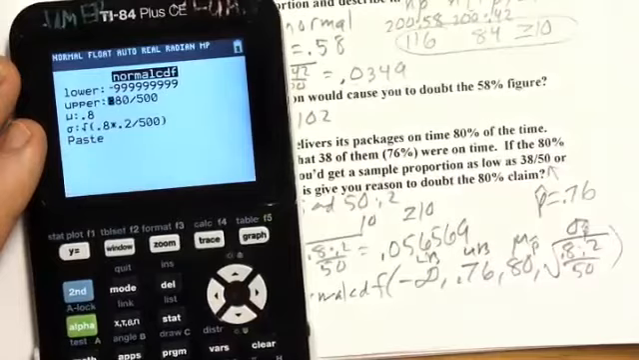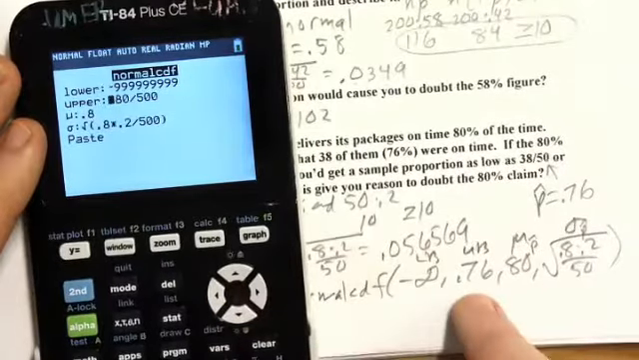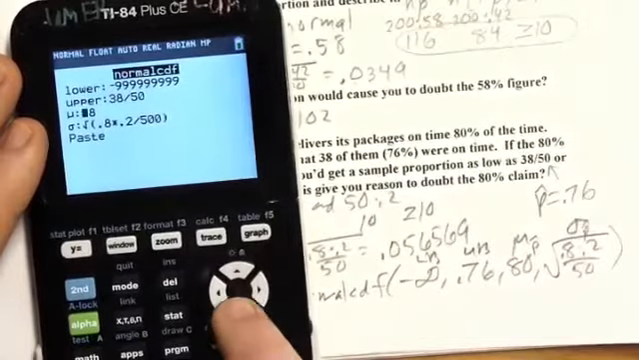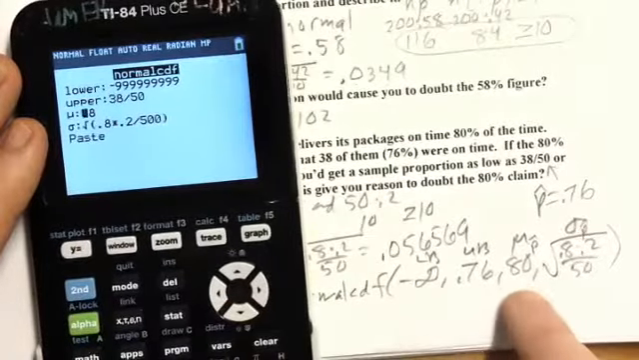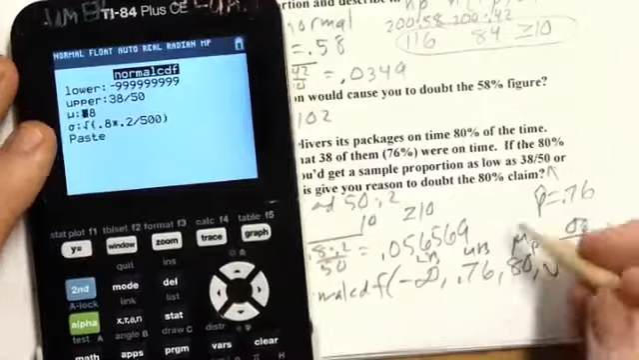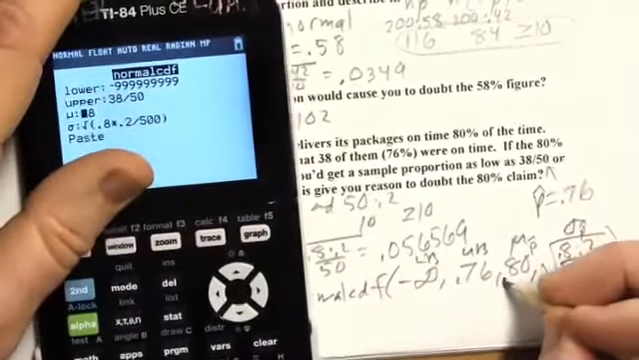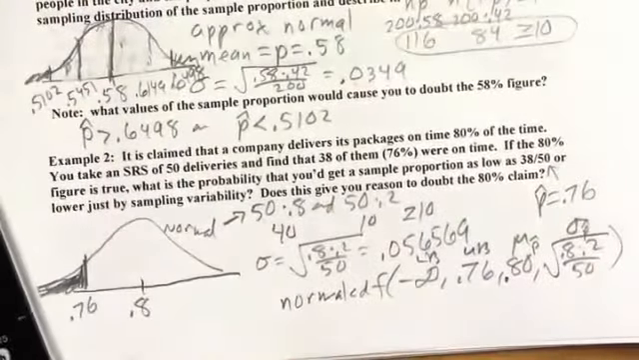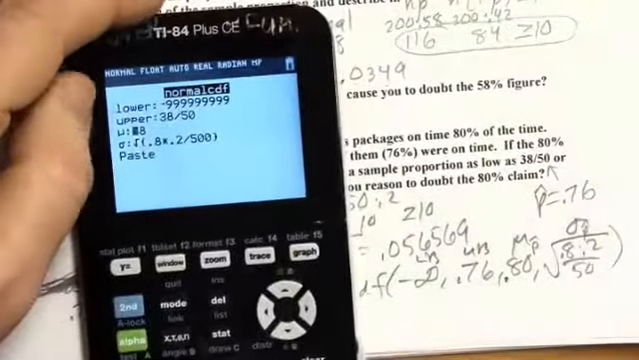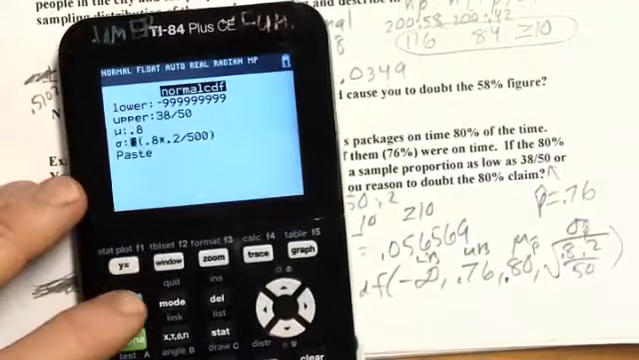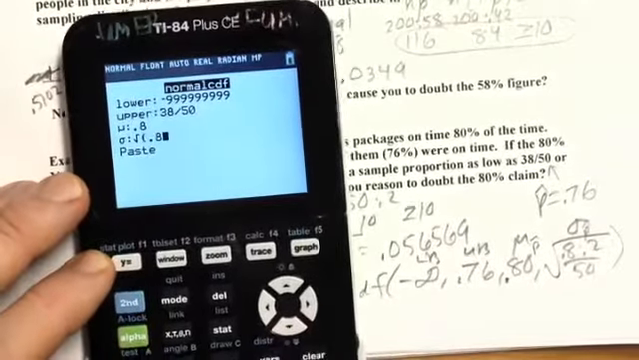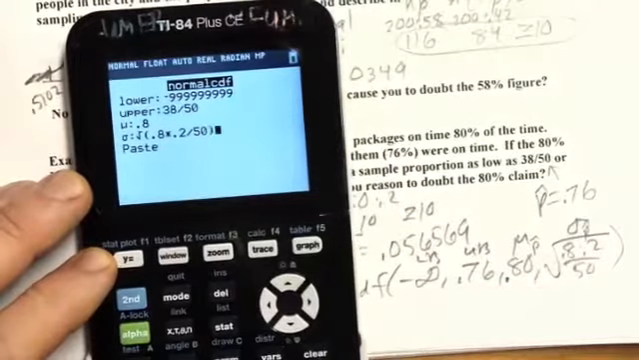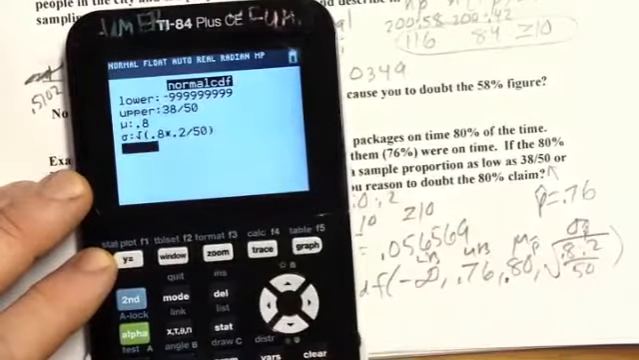And then we are going to 0.76, or 38 over 50, which is 0.76. And then our mean is 0.8, not 80. Sorry, I didn't mean to say 80, 80%, it's 0.8. So that's 0.8, and there's our standard deviation, the square root of 0.8 times 0.2 divided by 50, like that. So that's how you enter it.